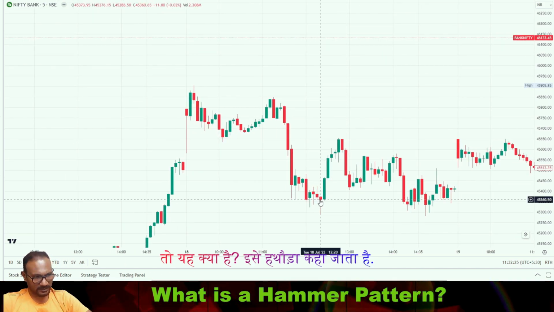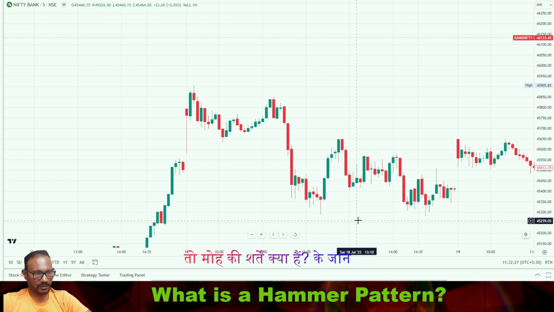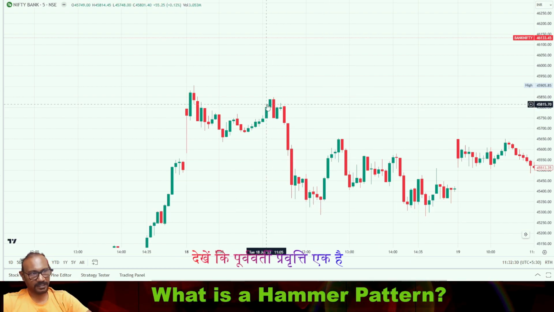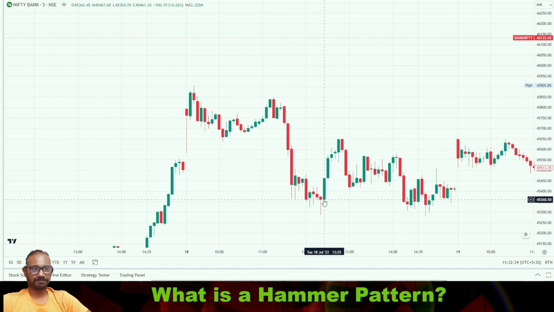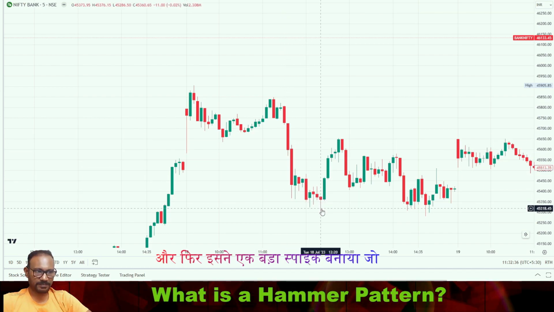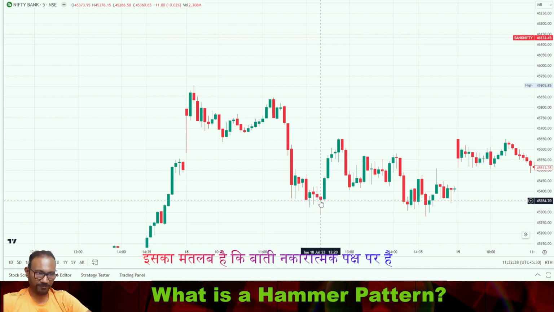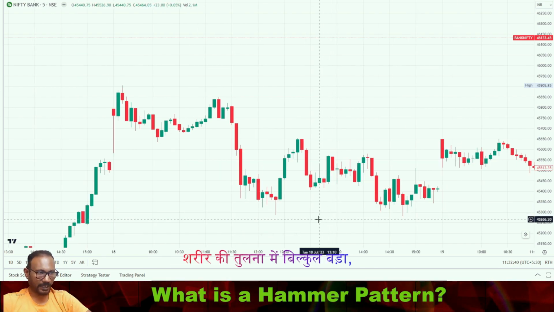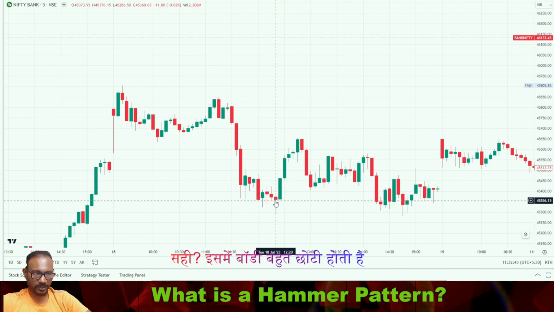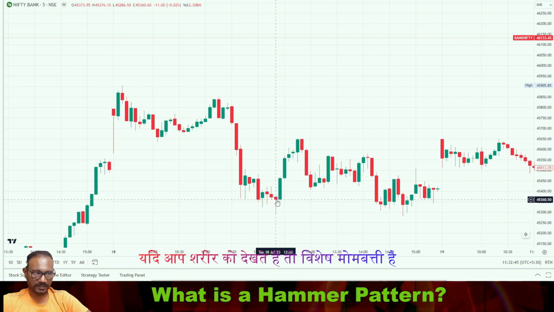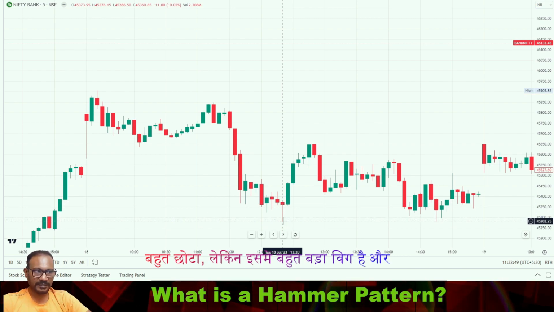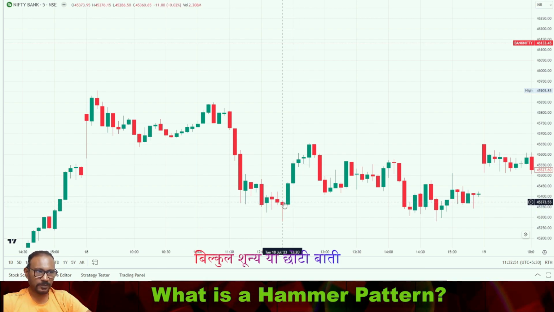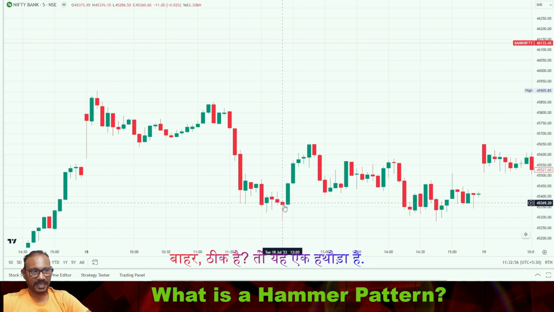So what is this? This is called a hammer. So what are the conditions of a hammer? Let's see that. The preceding trend is a downtrend, right? And then it just made a large spike, which means the wick on the downside is absolutely big as compared to the body, right? The body is very small in this particular candle. If you see, the body is very small, but it has a very large wick and absolutely nil or a small wick on the upside, right? So this is a hammer.